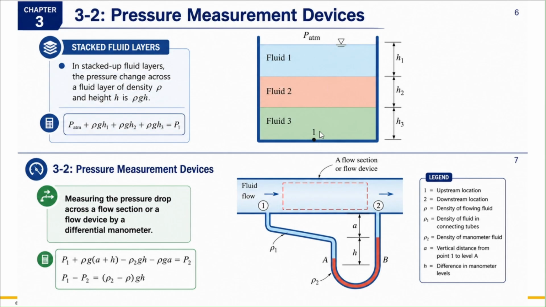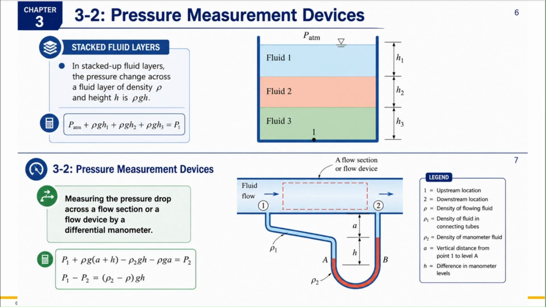For example, in this case, the pressure at point 1 is equal to the atmospheric pressure, which is the free surface pressure, plus rho 1 g h1, where rho 1 is the density of fluid 1, plus rho 2 g h2, plus rho 3 g h3. That will be the total pressure at point 1.